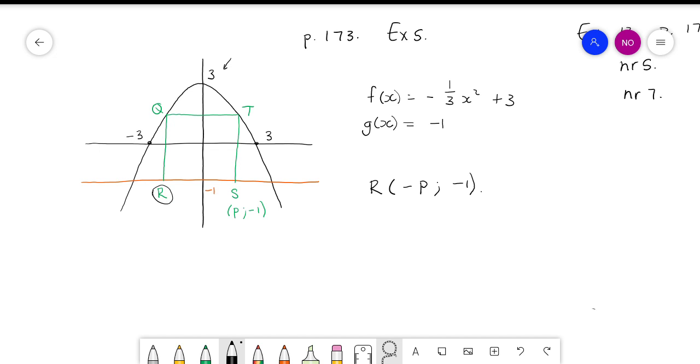Okay, nou as ons gaan kyk na die T en die Q waardes, onthou as 'n lyn so afloop, vertikaal afloop, dan beteken dit sy X waardes is oral dieselfde. Meaning that at this point T, the X value will be P. But the Y value will be -1/3 P squared plus 3.